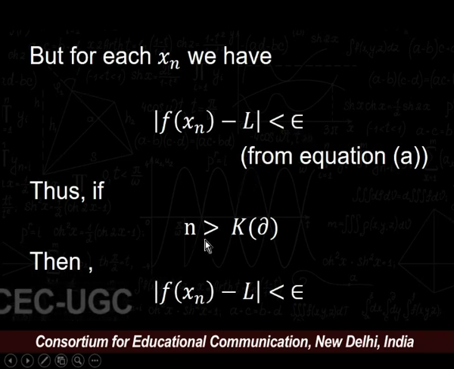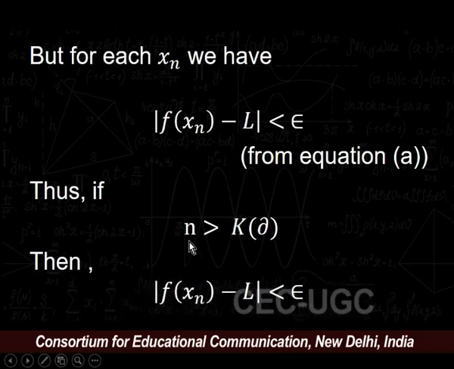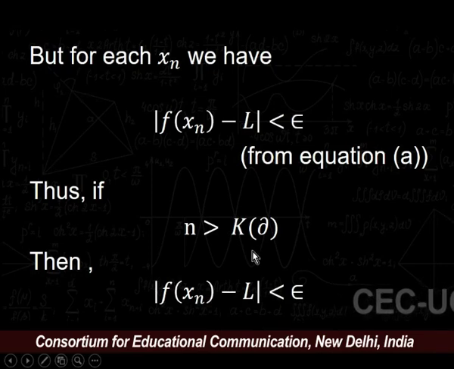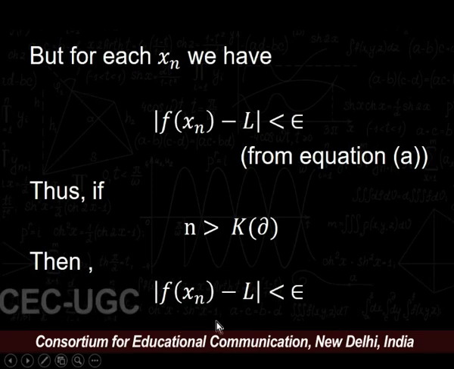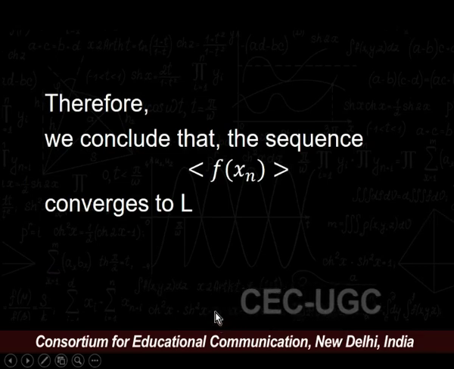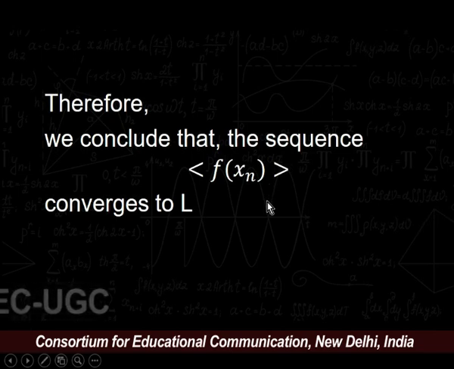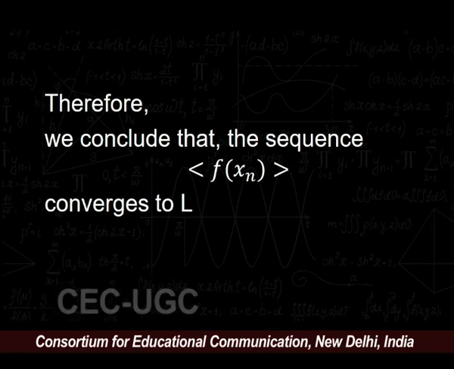Thus, if for any number k we have n greater than k, which depends upon delta, then we get modulus of f of xn minus L is less than epsilon. Therefore, we conclude that the sequence f of xn converges to L. So, this is our first part.